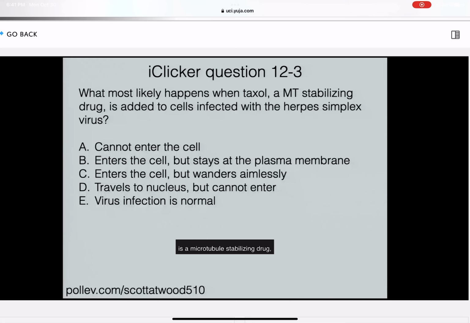So what most likely happens when Taxol, which is a microtubule stabilizing drug, is added to cells infected with the herpes simplex virus?